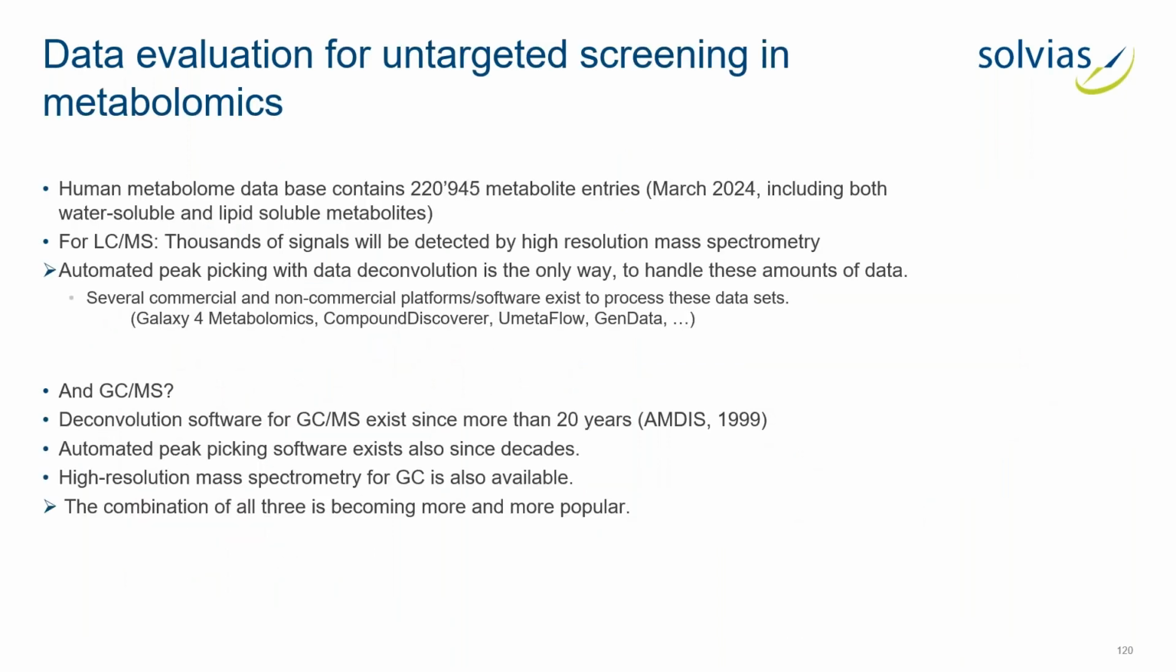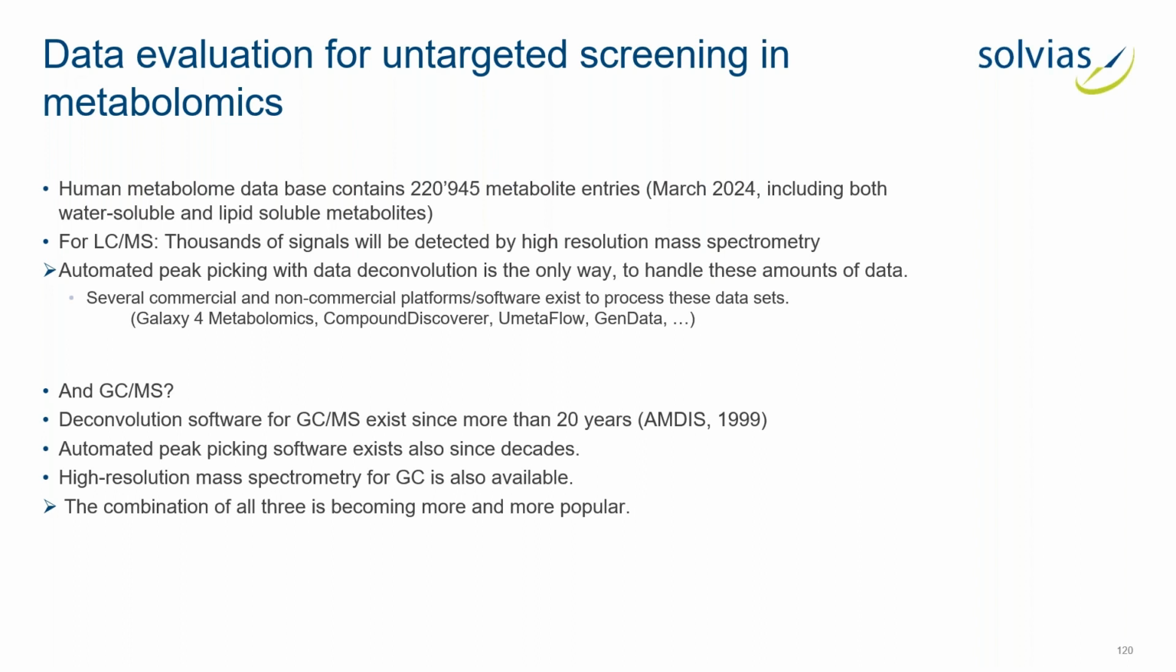For example, the human metabolome database contains more than 200,000 metabolites. That's quite a lot. If you want to detect them with your methods, it's quite tricky. Let's say you have a method that detects only 1% of all these metabolites, you still have thousands of signals. And to get information out of these thousands of signals, people were thinking about what they could use. They found an approach using data deconvolution and automated peak picking to analyze these kinds of data sets.